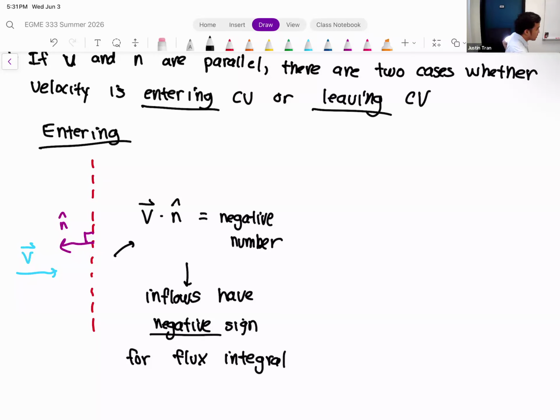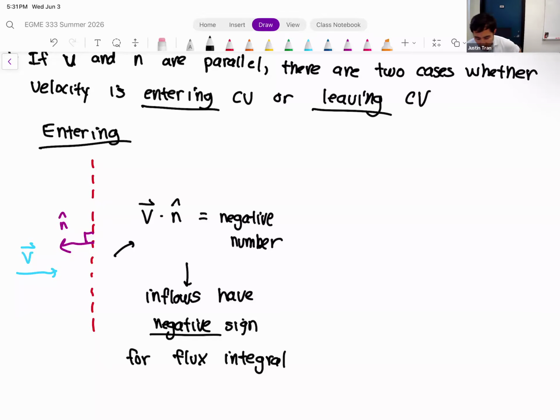And so in other words, we can say that for all the inflows, when we compute the flux integral at those inflows, we should get a negative number. Which is counterintuitive, right? When you think of inflows, you think of deposits into your bank account. And so it's a little bit counterintuitive to think of inflows as having a negative sum.